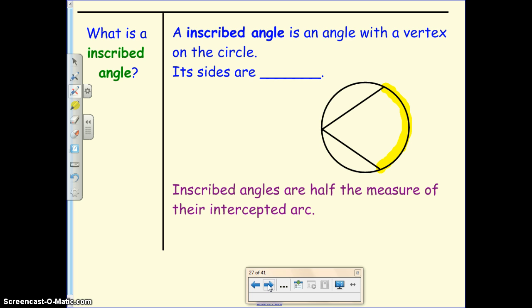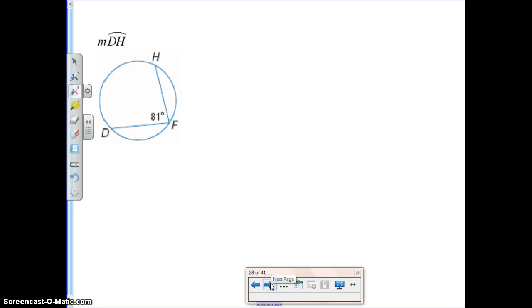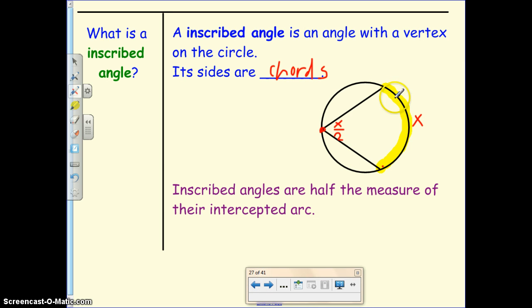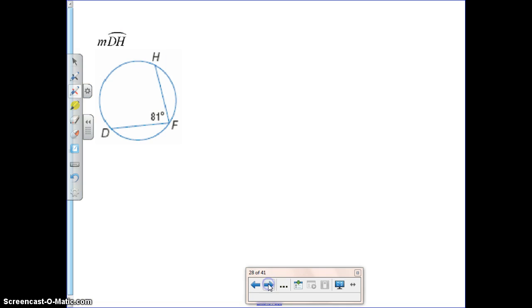An inscribed angle, however, is an angle with a vertex on the circle, so not in the center of the circle, and its sides are chords. Inscribed angles are half the measure of their intercepted arc. So whatever this is, if this is x, this will be half of x. All right, so if we compare it back to this picture, remember, whatever the arc is, the inscribed angle is half of it. So if we know that this is 81, the arc will be twice as big as 81.